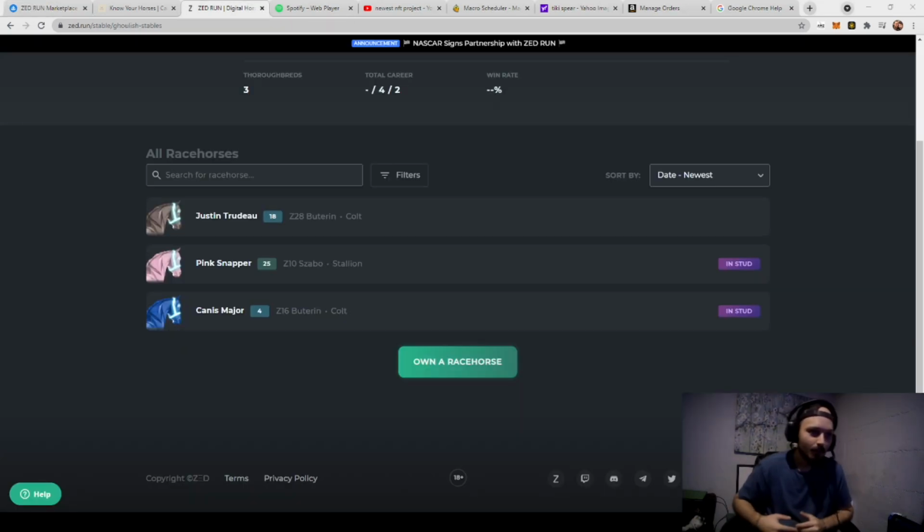Alright guys, so back on my stable you can see the 3 horses that we have right now, and it's something that should be noted. I only put about $400 to $500 initially into this game, and currently right now my pink snapper guy, I could probably sell him for about 0.15 Ethereum. I could sell Canis Major for 0.06, and I could sell Justin Trudeau for the name for about 0.1 Ethereum.